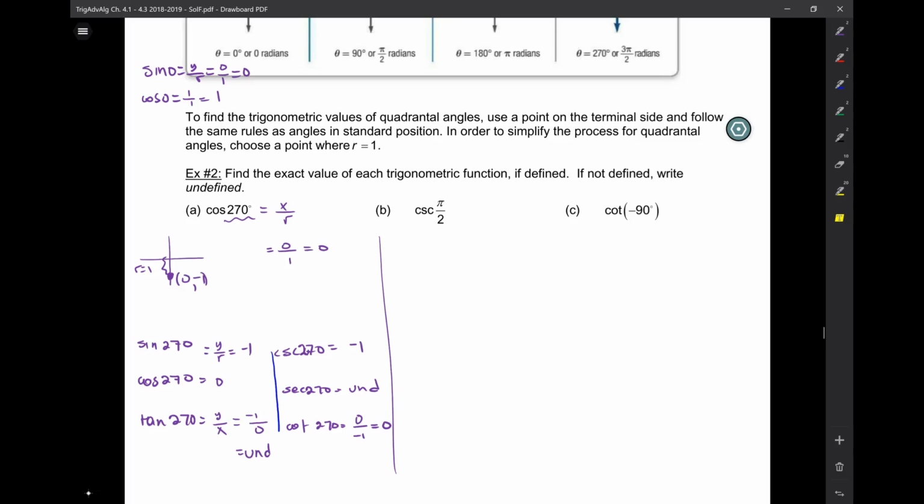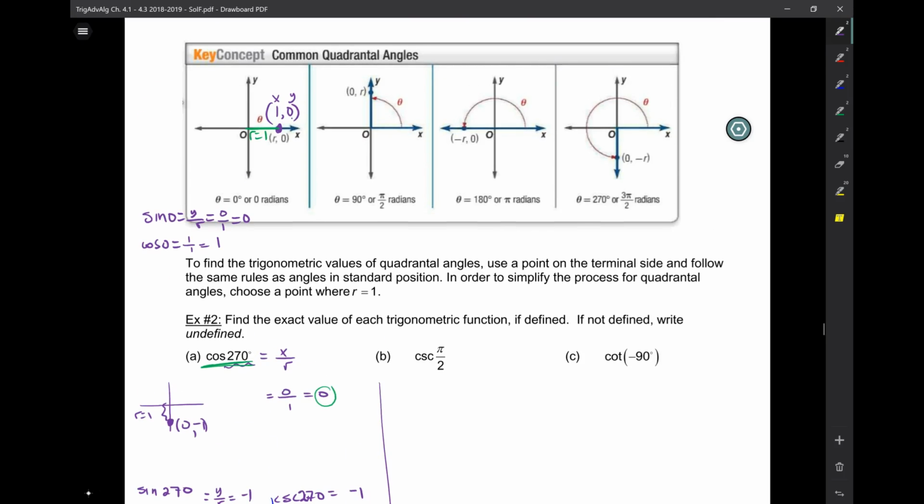So we had stopped at cosine of 270 degrees yesterday. This specific problem was only asking for the cosine of 270, which we said was 0. Now, the next one is asking for the cosecant of pi over 2.